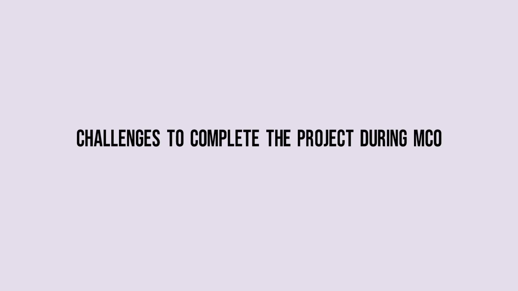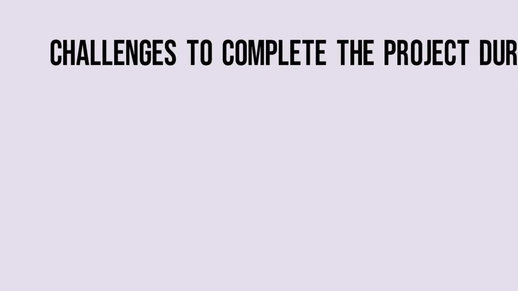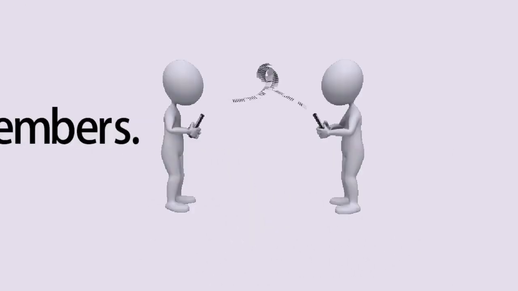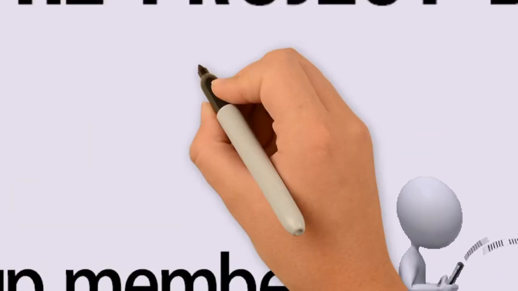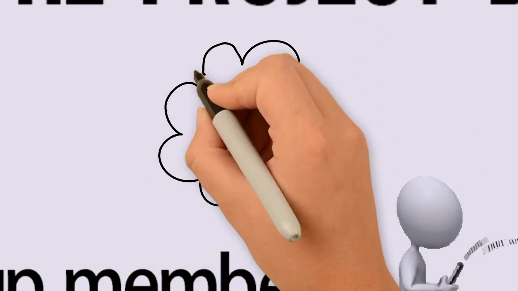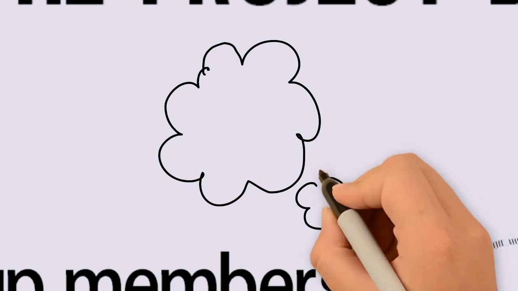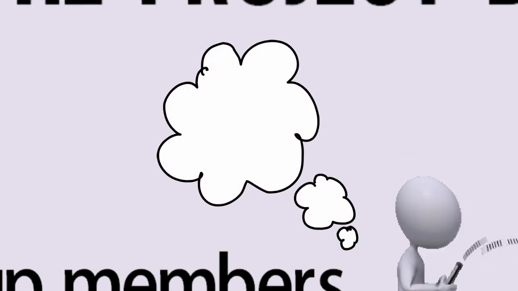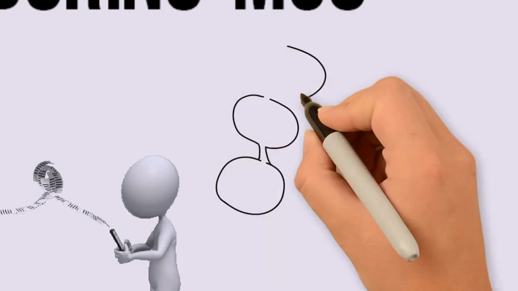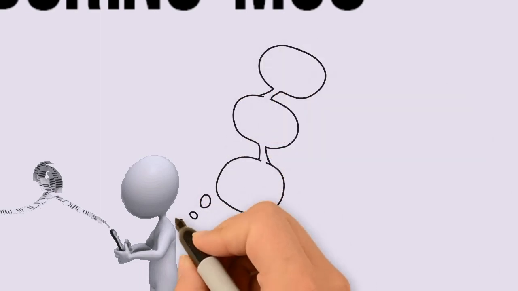In order to complete the project, there are some challenges that we faced due to MCO. First, miscommunication among group members. This is because some of the group members are not able to join the meeting through Google Meet to discuss the project, so they might miss some of the information. Although everyone uses WhatsApp as their communication platform, they might lose the information due to internet coverage or limited time.